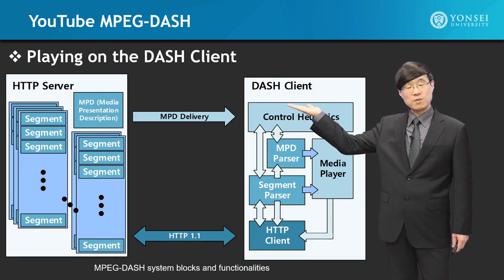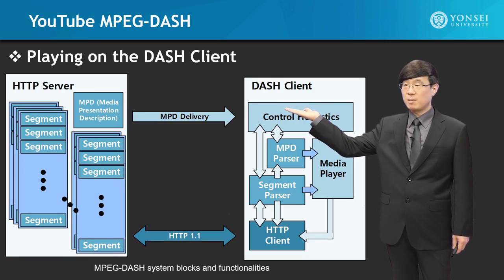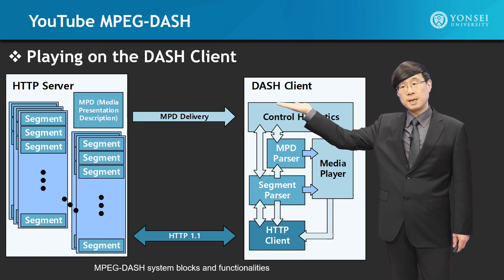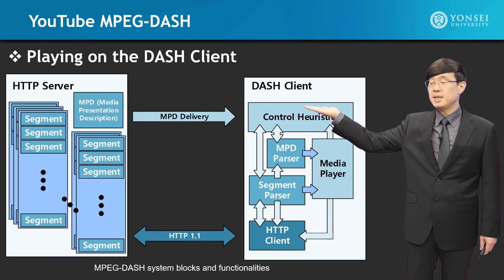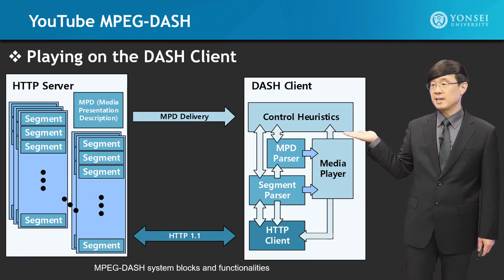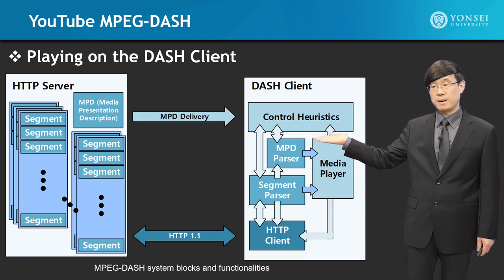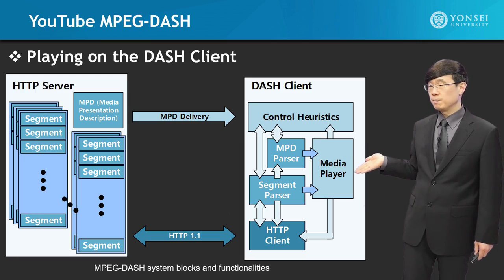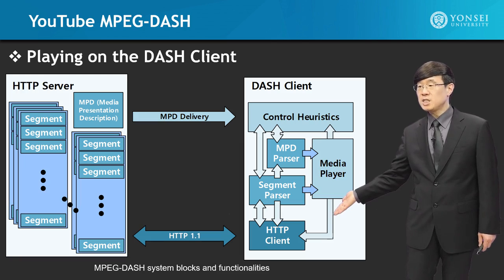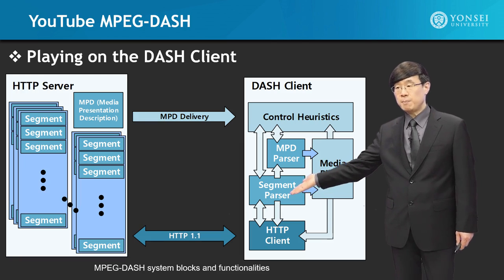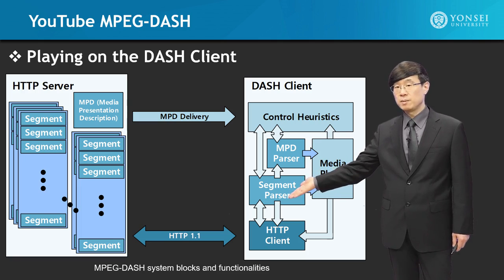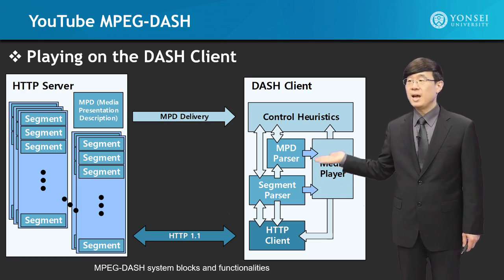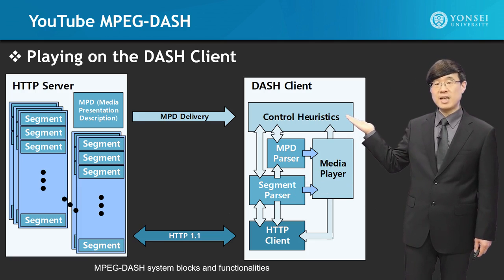On the HTTP server side, there are segments and fragments. In addition, there's the MPD, the Media Presentation Description. And through MPD delivery, on the Dash client side, you can see that there is a parser for the MPD. There's a segment parser for the segment video streaming data. There is a media player unit. Also, down here, there is an HTTP client. Here in this example, it is based on HTTP 1.1. It could be based on 2.0. And then there is a control heuristics engine.